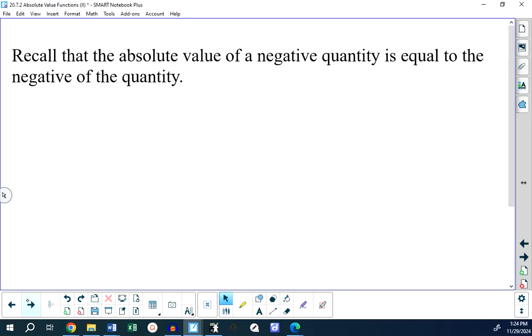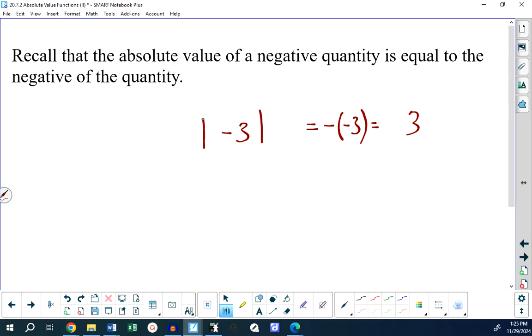Recall that the absolute value of a negative quantity is the negative of the quantity. As an illustration, the absolute value of negative 3 is 3, which is negative of negative 3. If I say, what is the absolute value of negative 10, since the thing we're taking the absolute value of is negative, to make it positive 10, we can take the original quantity and multiply it by negative 1.